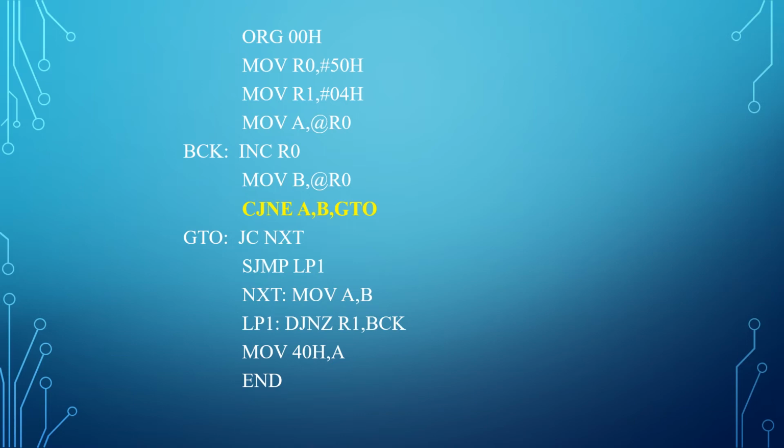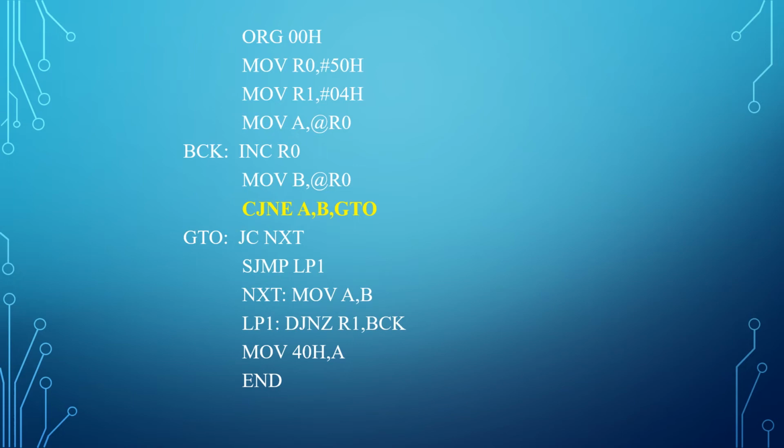MOV A, @R0. So we are loading the value that is at 50H. R1 will be acting as the counter, and R0 will be pointing to the database. Now we are bringing the first data from the database starting at 50 to the accumulator.